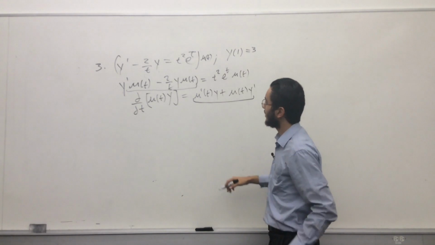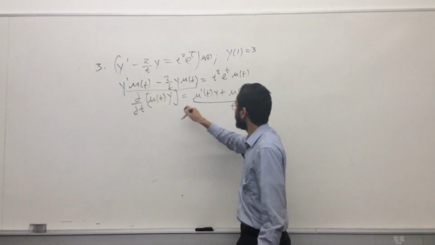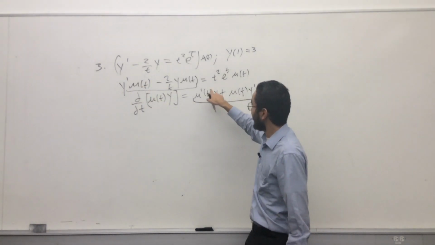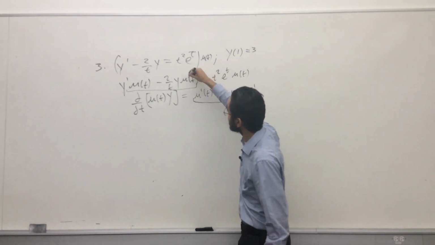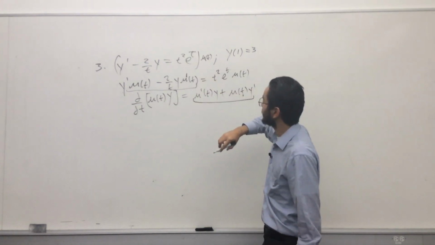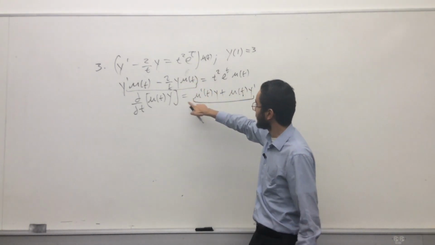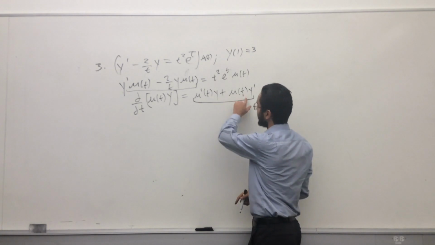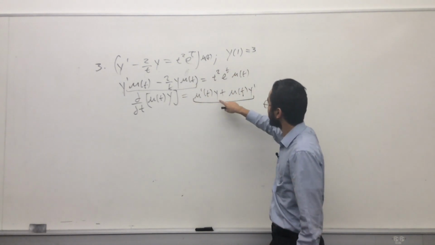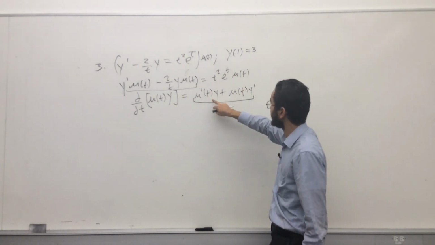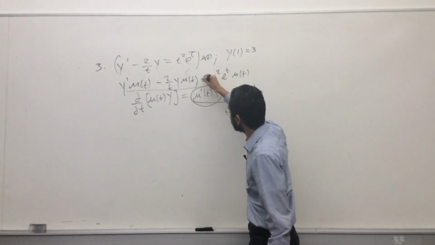We compare these two, and we see that we have a y prime times mu of t. We got that. But over here we have mu prime of t times y, and over here we have y times mu of t. This is just the integrating factor, right? Because when we take the derivative, we get this. But over here we got negative 2 over t times y times mu of t, and here it's different, because here we actually have mu prime of t times y. So what we're going to do is set this expression equal to this expression.